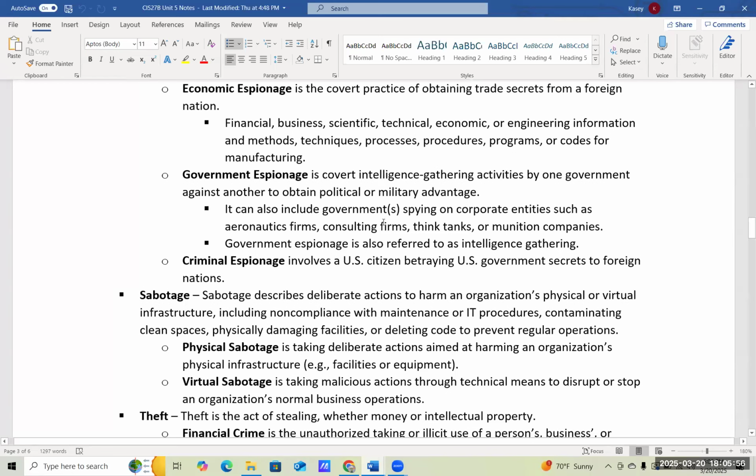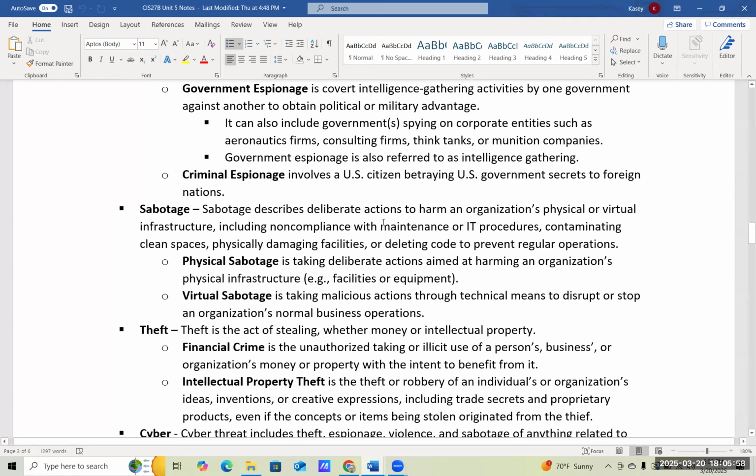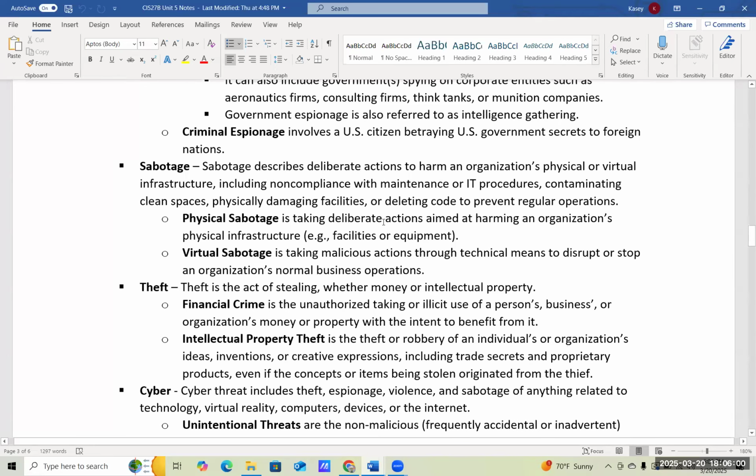And then there's sabotage, physical and virtual. Physical sabotage is when you aim to harm infrastructure, systems, or equipment, right? And then you have virtual sabotage. There would be technical means to disrupt or stop an organization's business, like a denial of service attack, or disrupting network connectivity.